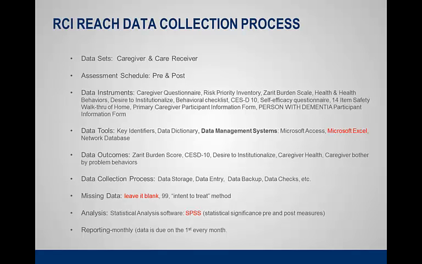The data outcomes that we'll be looking for pre and post scores are the Zarit burden, the depression scale, desire to institutionalize, caregiver health, and caregiver bothered by problem behaviors.